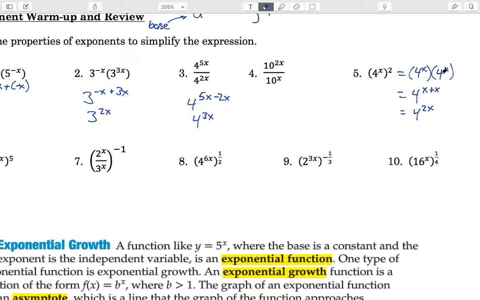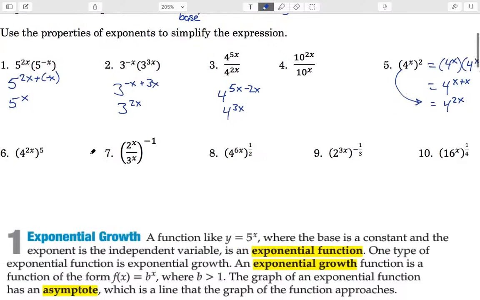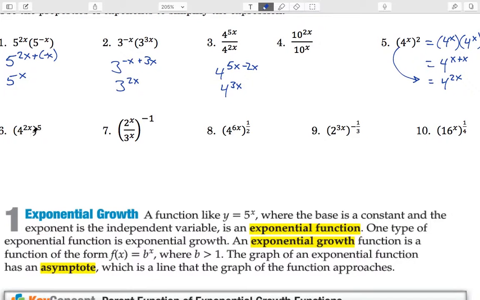That is the long way of the shortcut, which says that when you have an exponent outside of the parentheses, when you're raising a power to an exponent, you just multiply the two. So a shorter way would have been to take 4 to the x and multiply the exponents to get 2x. We'll do that down here. Instead of writing out 4 to the 2x 5 times, you can just say it's 4 to the 10x, which is way faster.